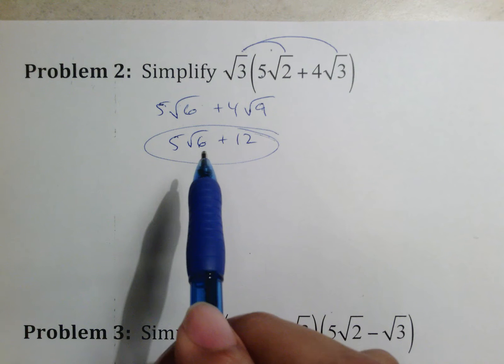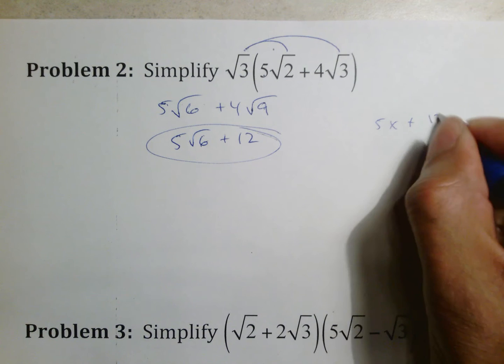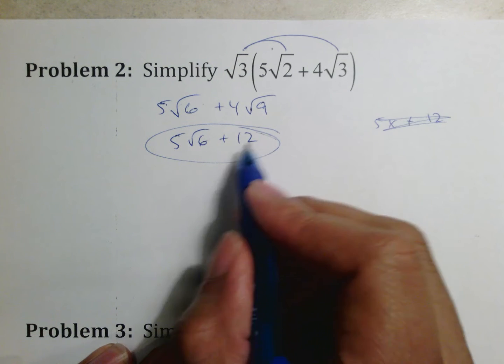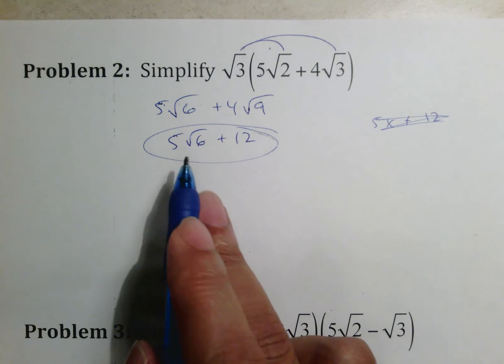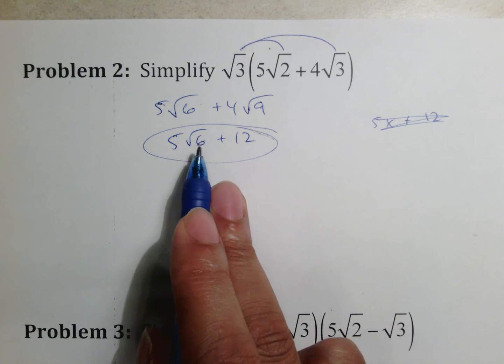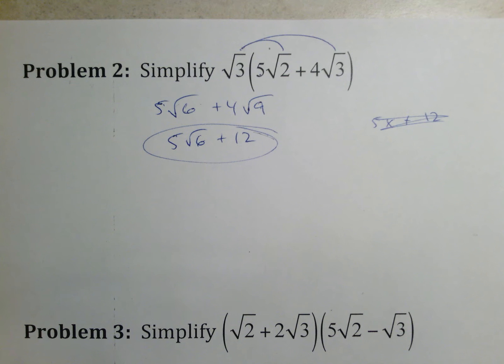And since this has a root and this does not have a root, it's the same thing as trying to put 5x together with 12, which you can't because that has an x and that doesn't, which means that's as far as you can go. The only way I can combine that 5 root 6 with something is if that something had a root 6 on it. That does not. That's as far as you can go. Alright.